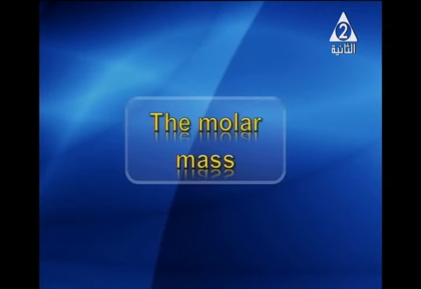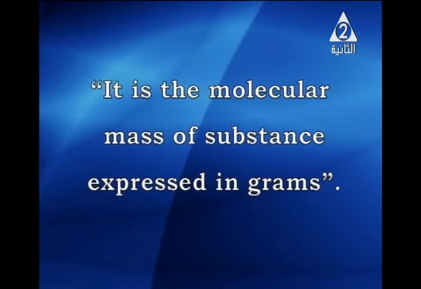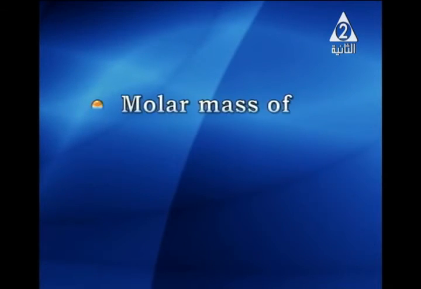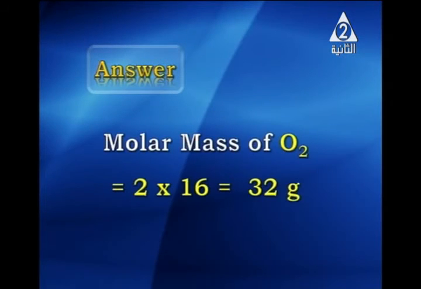What do we mean by the molar mass? It is the molecular mass of the substance expressed in grams. How can we find the molar mass of the molecules? For example, find the molar mass of oxygen where the atomic mass of oxygen equals 16. The answer: the molar mass of oxygen is 2 times 16, it gives 32 grams.